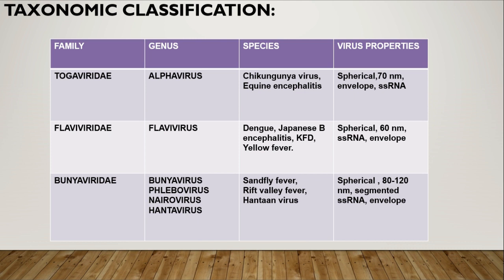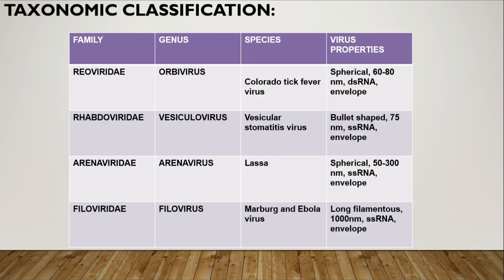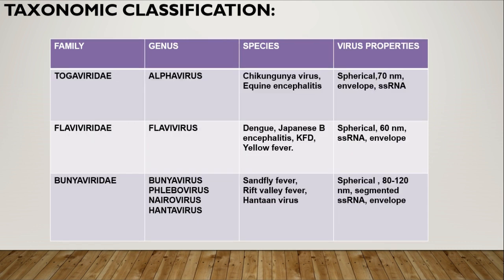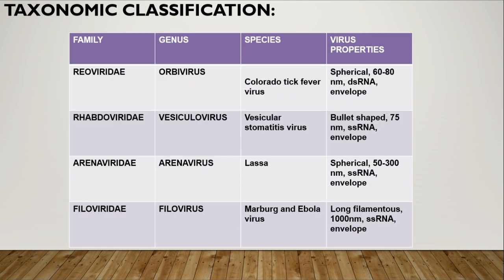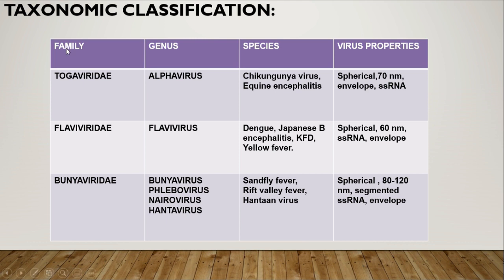We'll be mainly focusing on taxonomic classification, where we classified them into almost 7 different groups, right? They include Togaviridae, Flaviviridae, Bunyaviridae, Reoviridae, Rhabdoviridae, Arenaviridae, and Filoviridae. So let's learn more about the Togaviridae family, and we'll be mainly focusing on the alphavirus category, which includes chikungunya virus and equine encephalitis causing viruses.